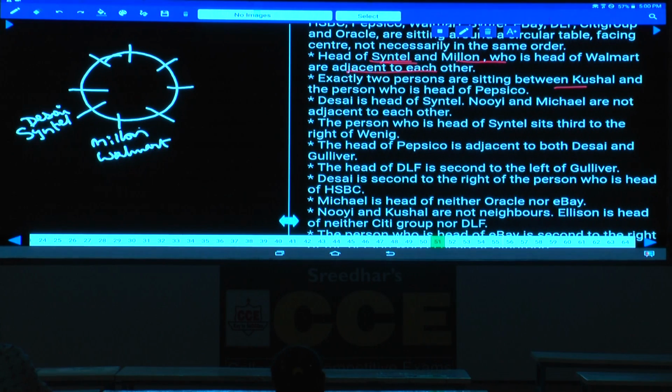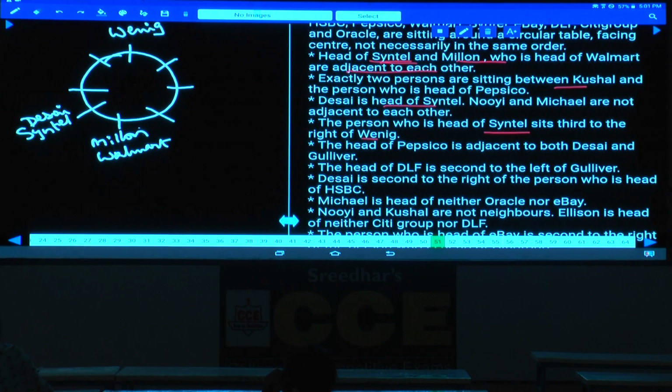Now this Desai is the head of whom? Head of Sintel. And Nui and Michael are not adjacent to each other. The person who is the head of Sintel sits third to the right of Weining. Sintel is third to the right of Weining, and this Weining must be at this place. Then only this Sintel will be third to the right of this one.